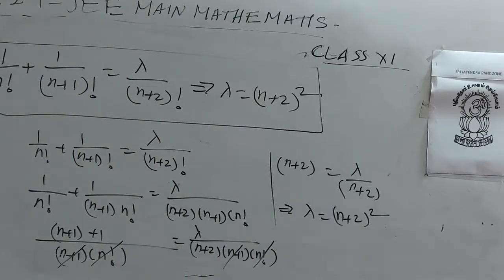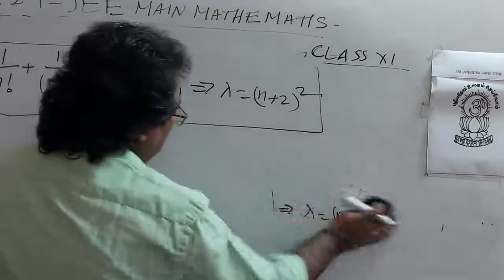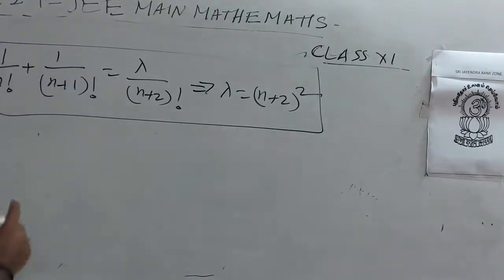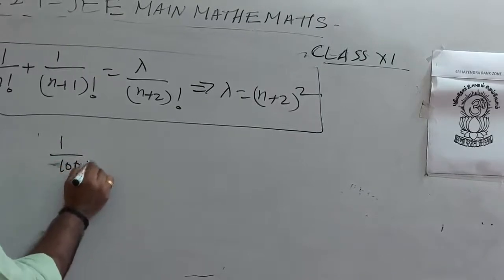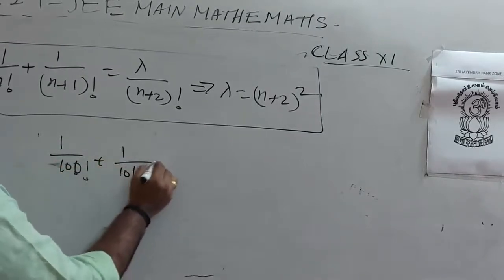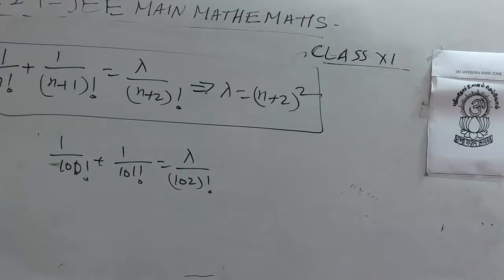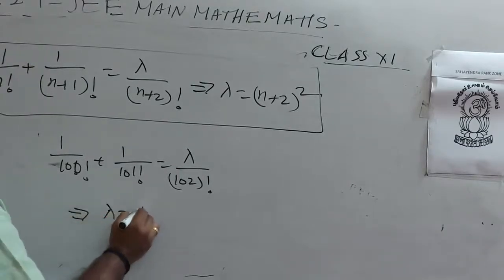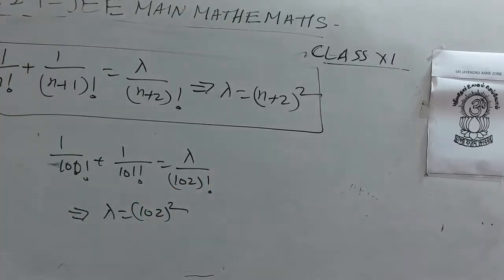So you can remember this as a result. Whenever continuous numbers are possible, you can write it directly. For example, 1 by 100 factorial plus 1 by 101 factorial equals lambda by 102 factorial, which implies lambda equal to 102 whole square. Without simplifying, you can write straight away.